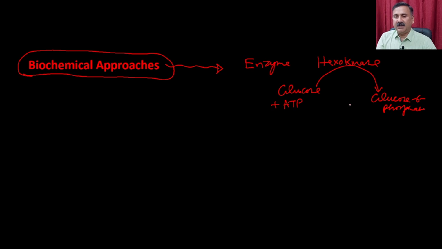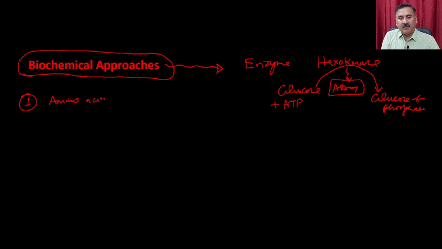Now, this activity can be measured by an assay, so you can have a very strong assay to measure the activity of this particular enzyme. The first thing you can do is use the amino acid modifiers. Before the pre-genomic era, cloning and other things were not very common, so you could use the amino acid modifiers.